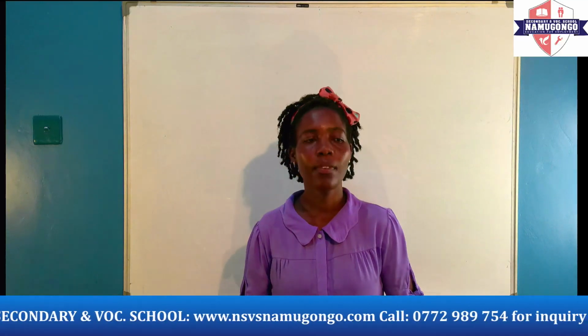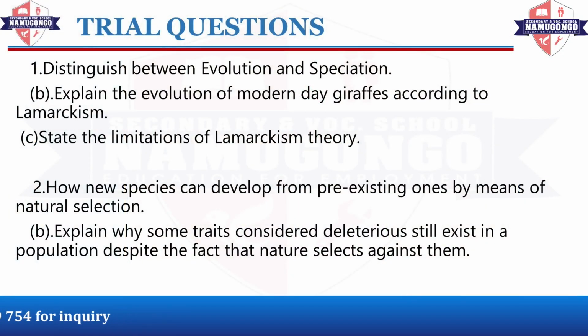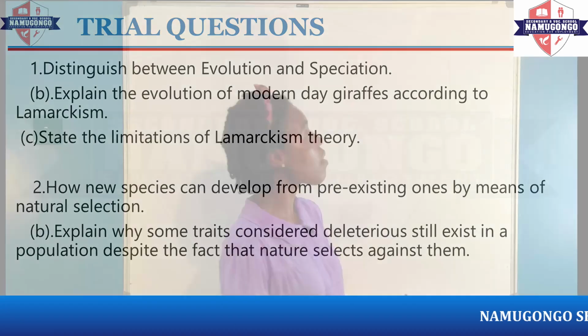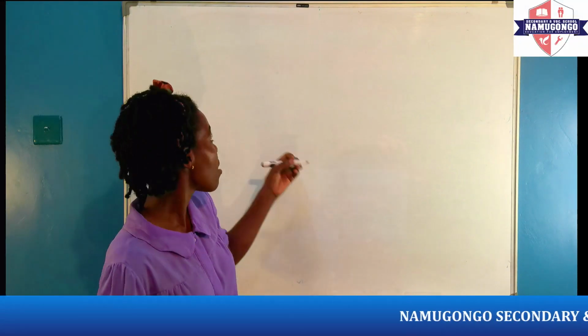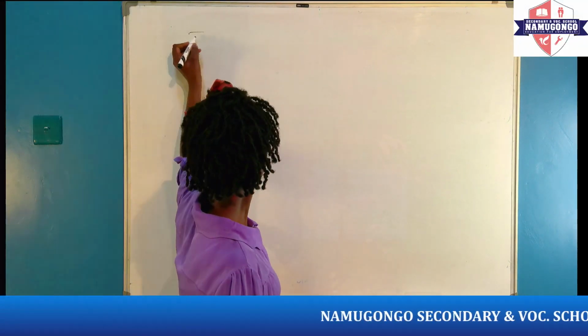So having understood well the two theories of evolution, that is Lamarckism and Darwinism, I would like us to try out these two questions to test ourselves. But we can continue with the rest of the lesson.